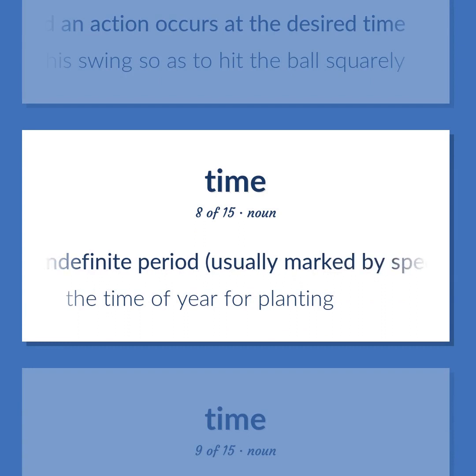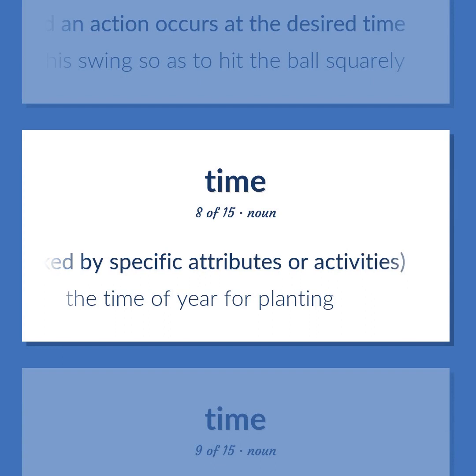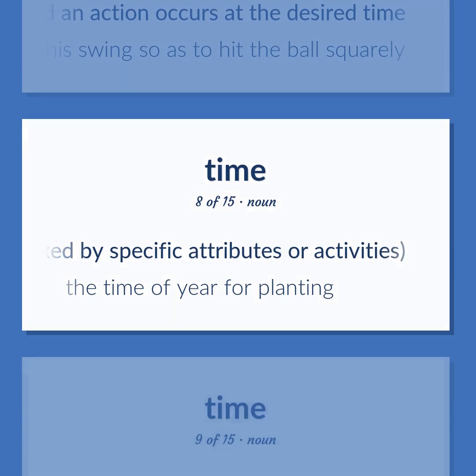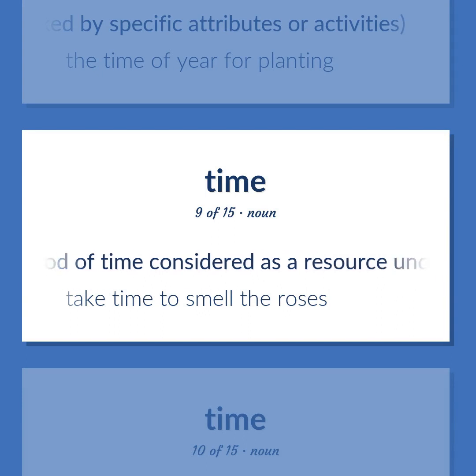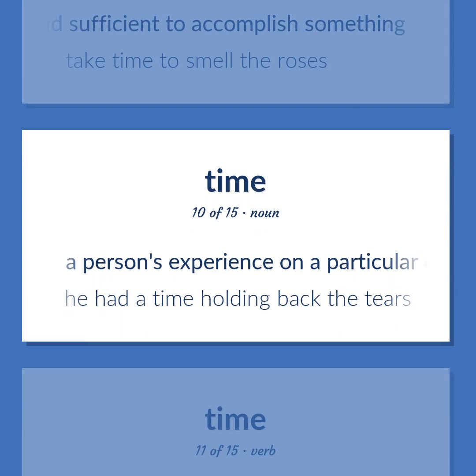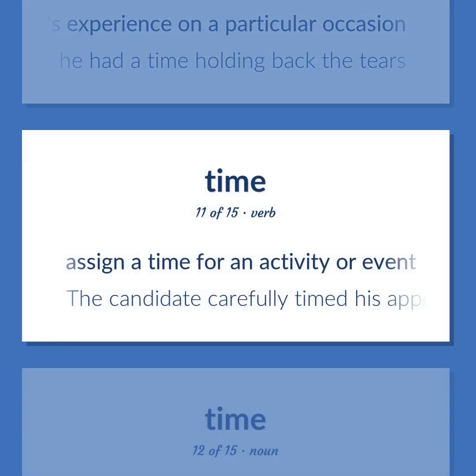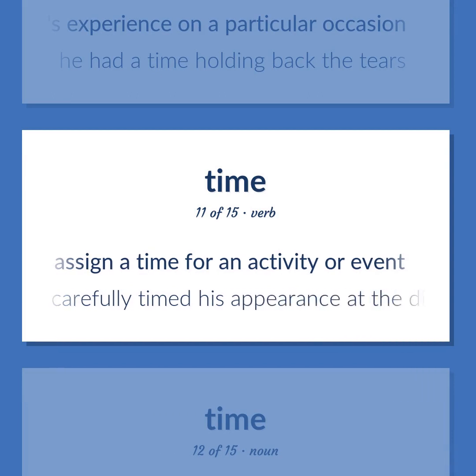An indefinite period, usually marked by specific attributes or activities. The time of year for planting. A period of time considered as a resource under your control and sufficient to accomplish something. Take time to smell the roses. A person's experience on a particular occasion. He had a time holding back the tears. Assign a time for an activity or event. The candidate carefully timed his appearance at the disaster scene.